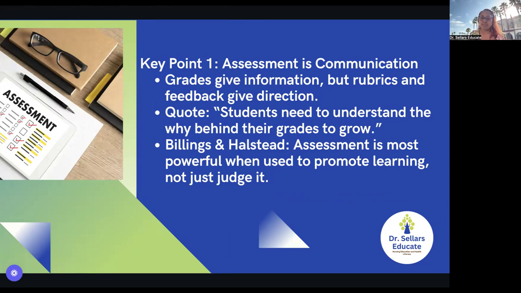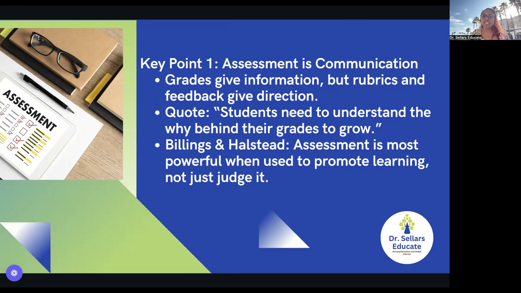It gives us information about students, right? It gives us information to state whether or not students are knowledgeable about those concepts. So when we're looking at rubrics, when we are giving students feedback about how they have performed on an assessment, we're communicating with them as to whether or not they have achieved competency and if they have enough knowledge.